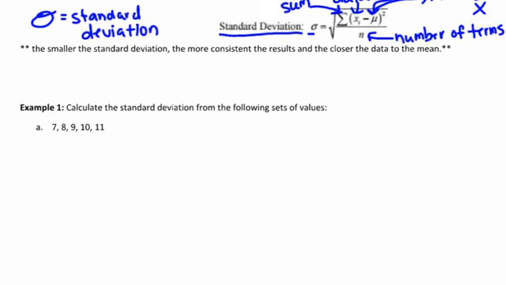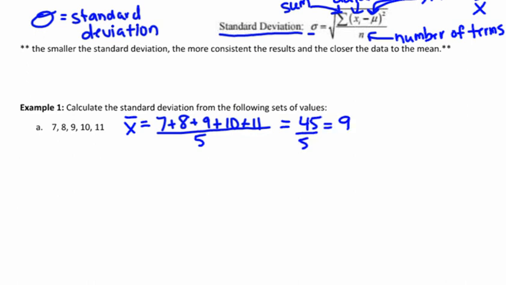So example 1. Calculate the standard deviation from the following set of values. We have 5 terms here: 7, 8, 9, 10, and 11. Our first step we want to do is calculate the mean. So our mean for this set is the sum of all of our data, so 7 plus 8 plus 9 plus 10 plus 11, divided by the number of terms, which is 5. We get 45 divided by 5 equals 9. So 9 is our mean, our average.